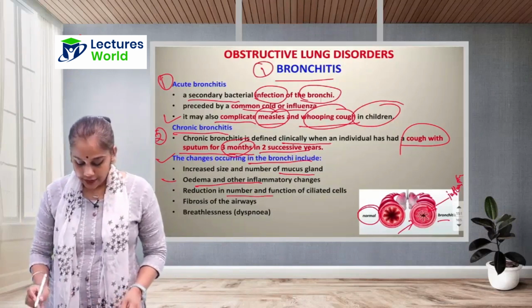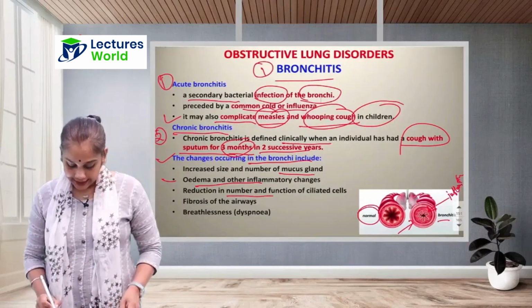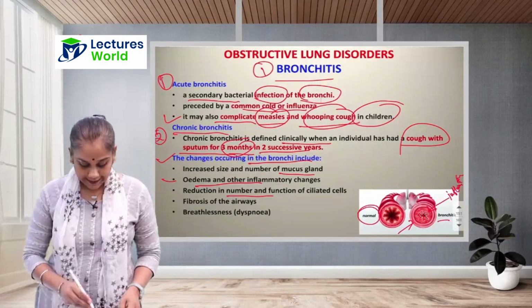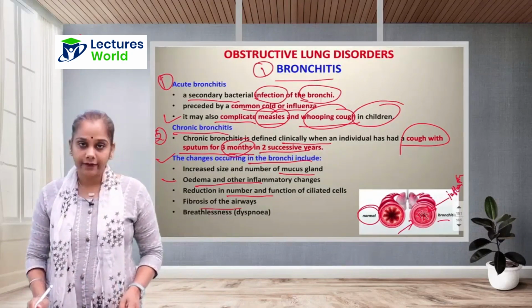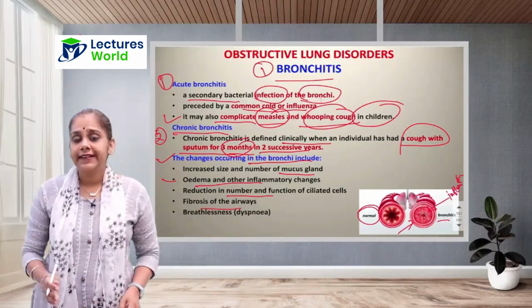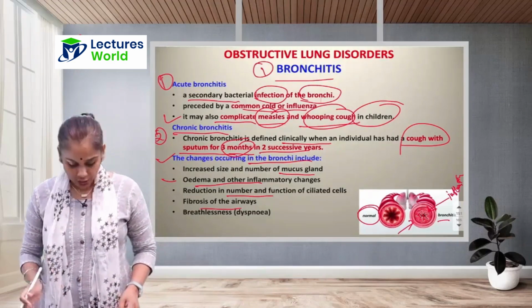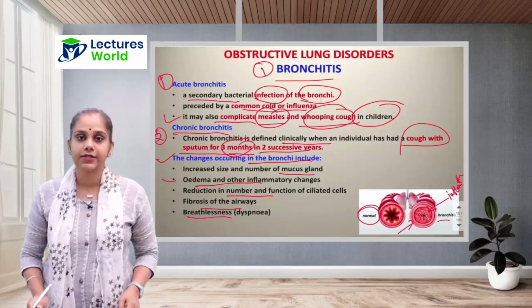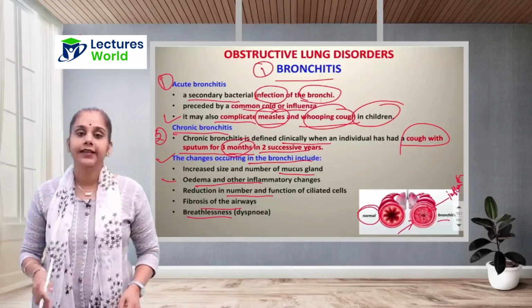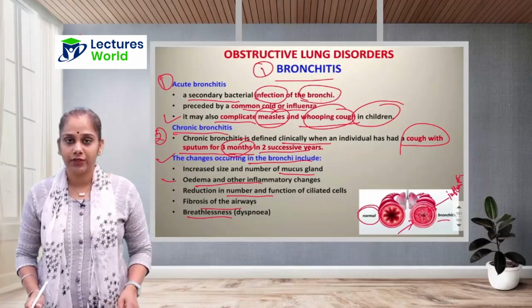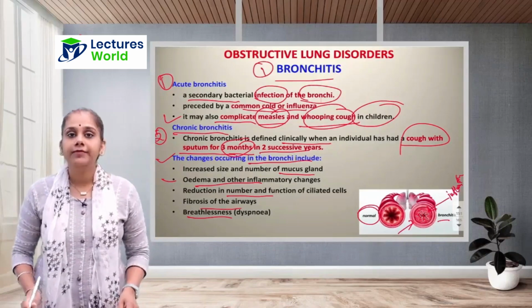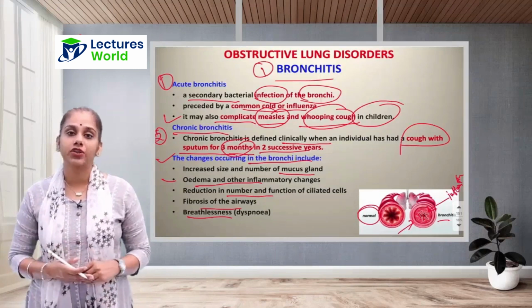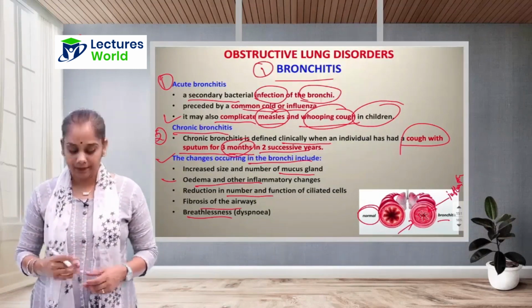There is a reduction in the number and function of the ciliated cells. There is fibrosis of the airways, meaning thickening of the wall. Breathlessness, or difficulty in breathing, is known as dyspnea. These are the common symptoms and changes in the wall of the bronchi of a bronchitis patient. So bronchitis is the infection or inflammation of the bronchi.